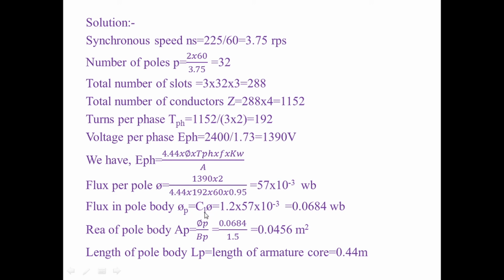CL is the leakage factor. So leakage factor is 1.2 into 57 into 10 to the power minus 3. So that is the flux in the pole body. So you will be getting 0.0684 Weber.